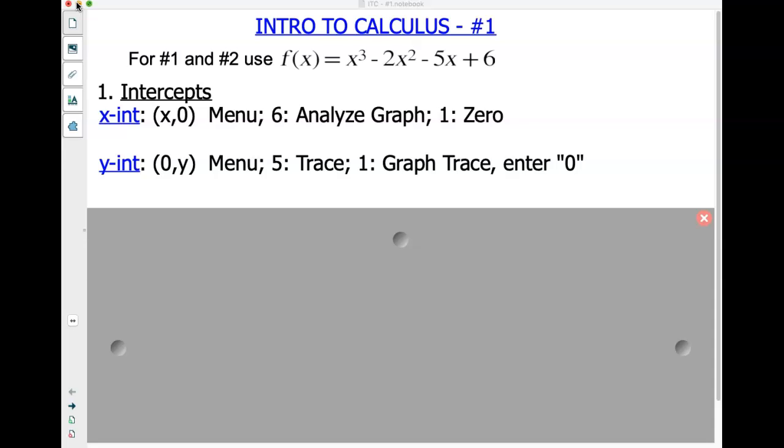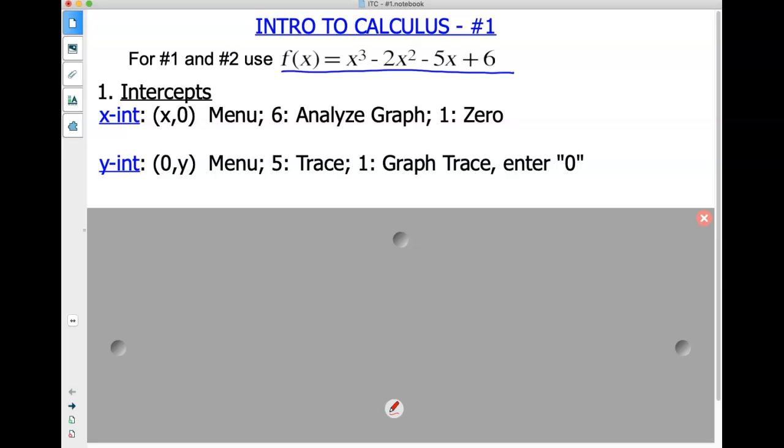For the first couple we're going to use this first function right here, x cubed minus 2x squared minus 5x plus 6 is our example. The whole point is I'm going to graph this function in a second, and we're going to talk about different pieces and parts of the graph. First thing we want to look at is x-intercepts.